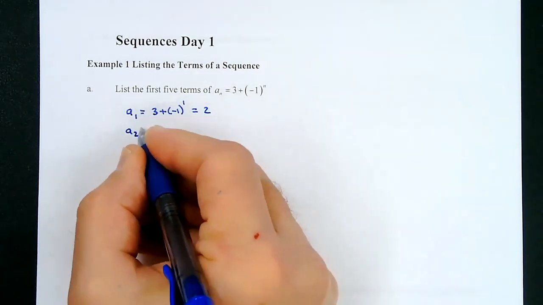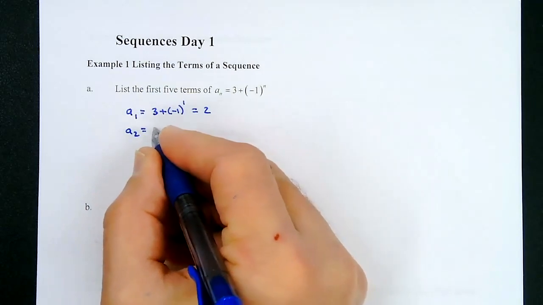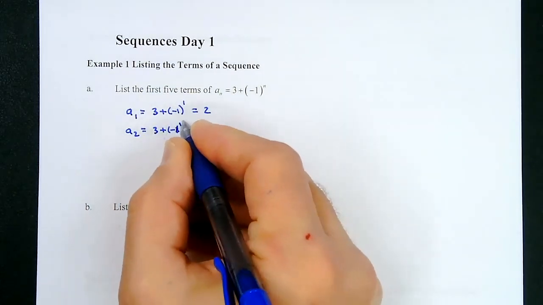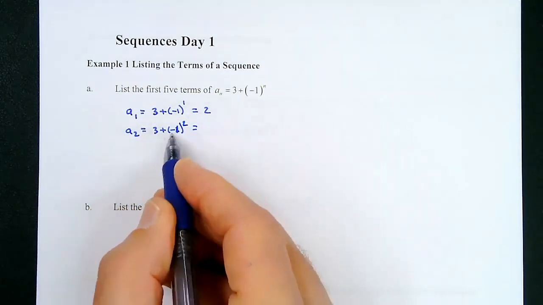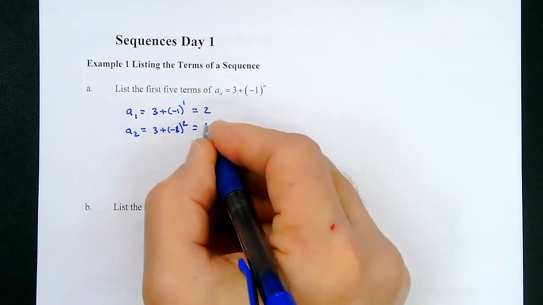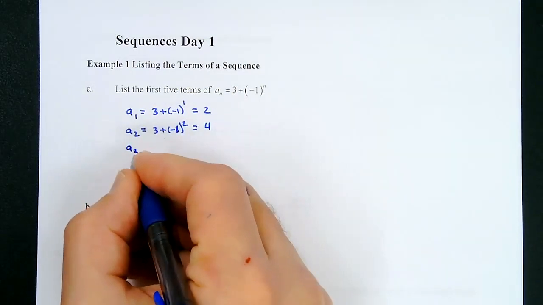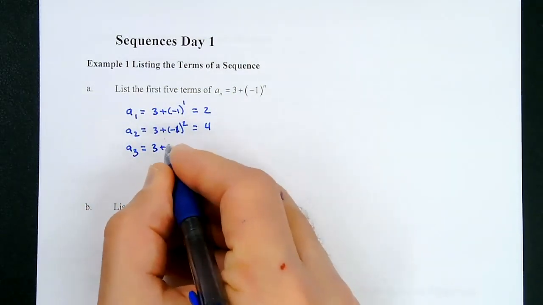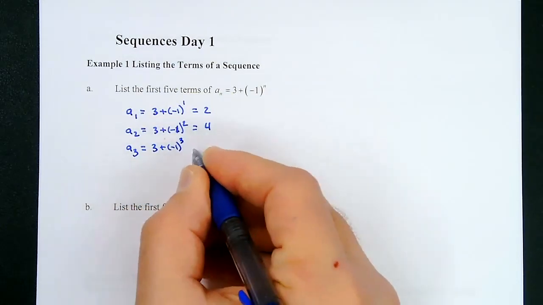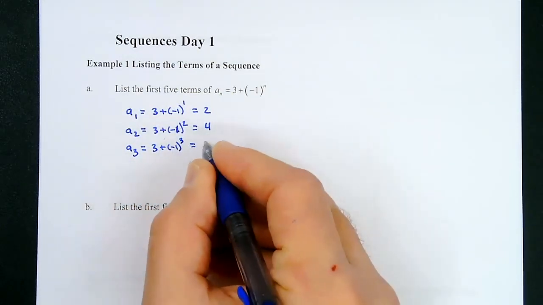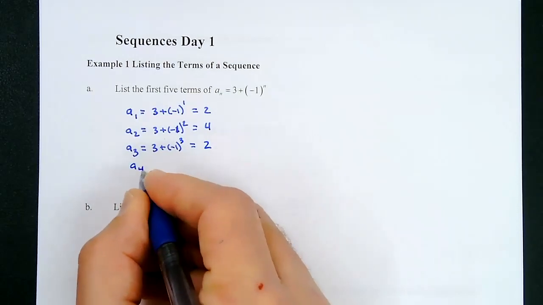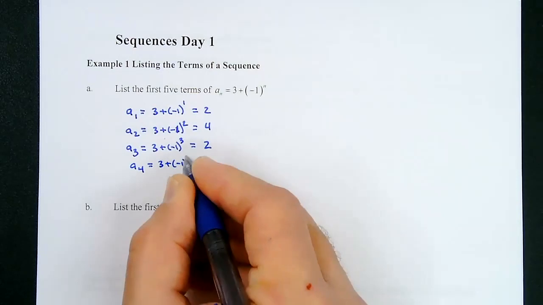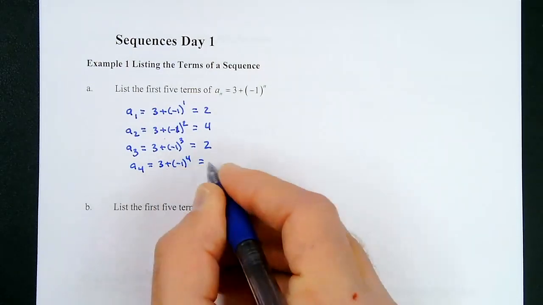And then the second term, a sub 2, would be 3 plus -1 squared. And then that becomes 1, and 3 plus 1 is 4. And then a sub 3 would be 3 plus -1 to the third power. And so that would be -1, so this one would be 2. And then a sub 4 would be 3 plus -1 to the fourth. That would be 1, so this becomes 4.